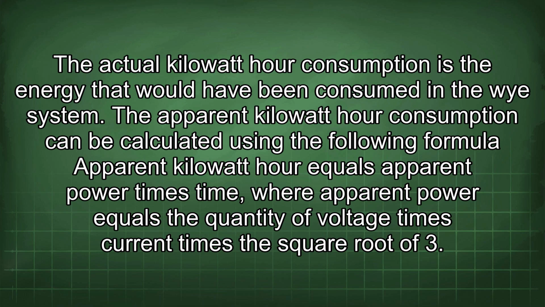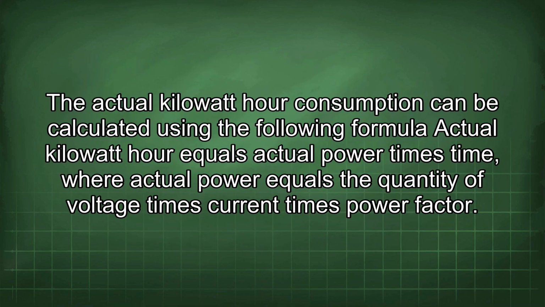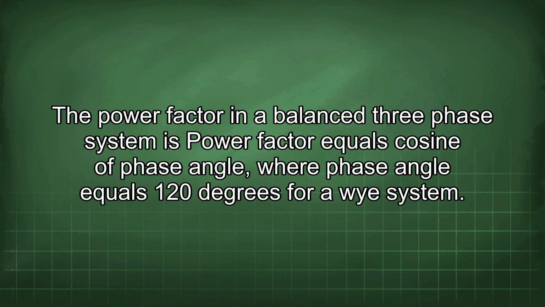The actual kilowatt-hour consumption is the energy that would have been consumed in the Y system. The apparent kilowatt-hour consumption can be calculated using the following formula. Apparent kilowatt-hour equals apparent power times time, where apparent power equals the quantity of voltage times current times the square root of 3. The actual kilowatt-hour consumption can be calculated using the following formula. Actual kilowatt-hour equals actual power times time, where actual power equals the quantity of voltage times current times power factor. The power factor in a balanced three-phase system is power factor equals cosine of phase angle, where phase angle equals 120 degrees for a Y system.